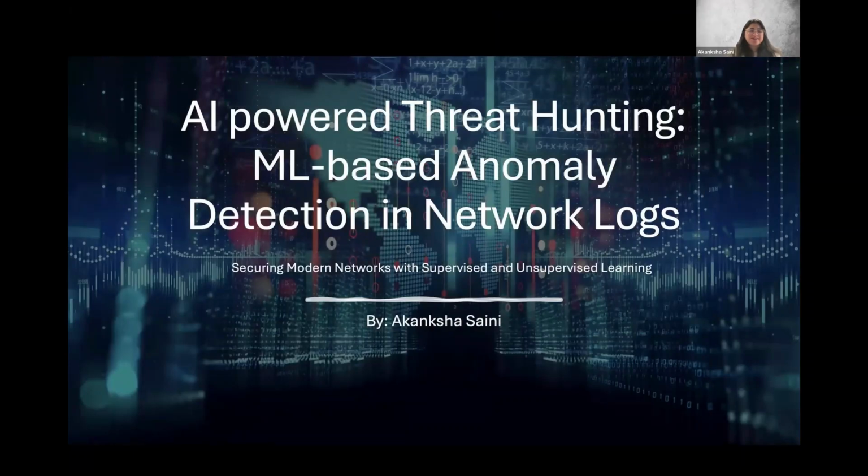So, good morning, everyone. My name is Akanksha, and I'm thrilled to present my Capstone project today. My topic is AI powered threat hunting, a machine learning based anomaly detection in the network logs. In today's landscape, securing modern networks requires more than just traditional defenses. We need to move from reactive measures to proactive threat hunting.